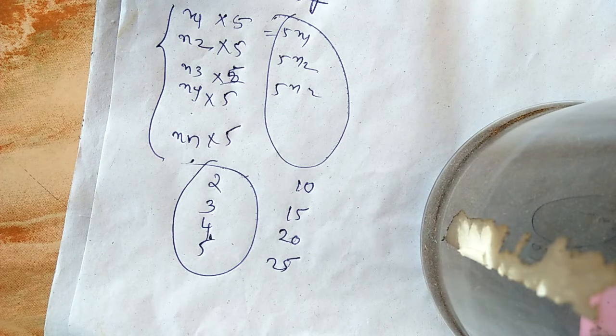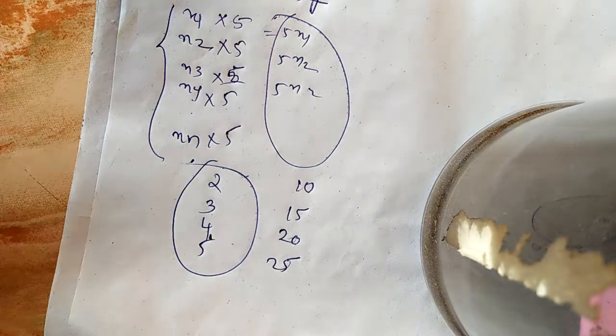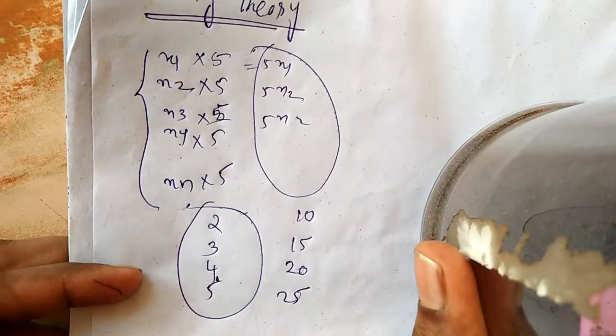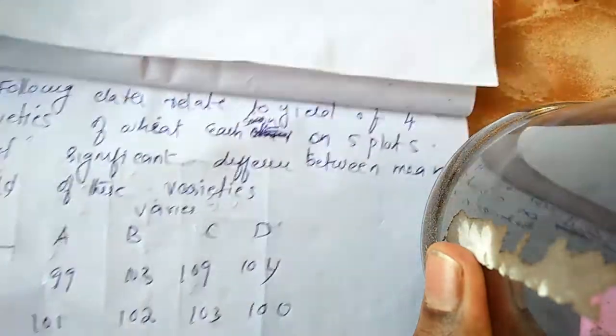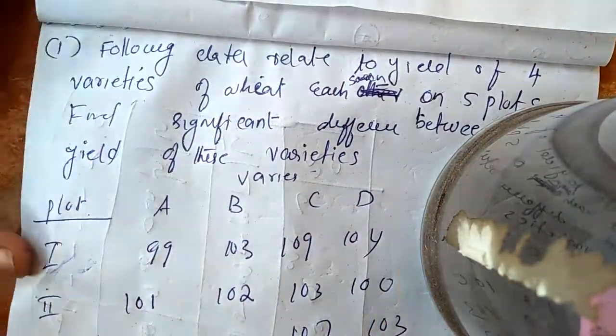These operations: a common number added to our observations, or a common number subtracted from the observations, or multiplied by our observations, or divided by our observations. With one of these 4 operations, there is no disturbance in the F ratio. This property we use in the coding theory for finding the calculated F ratio.